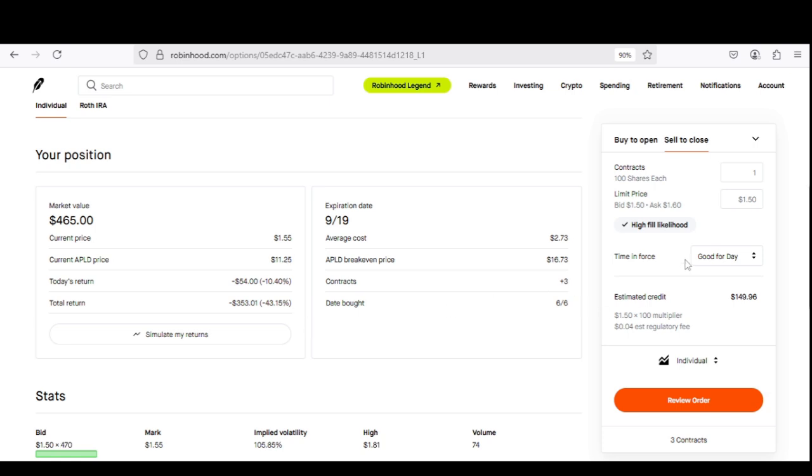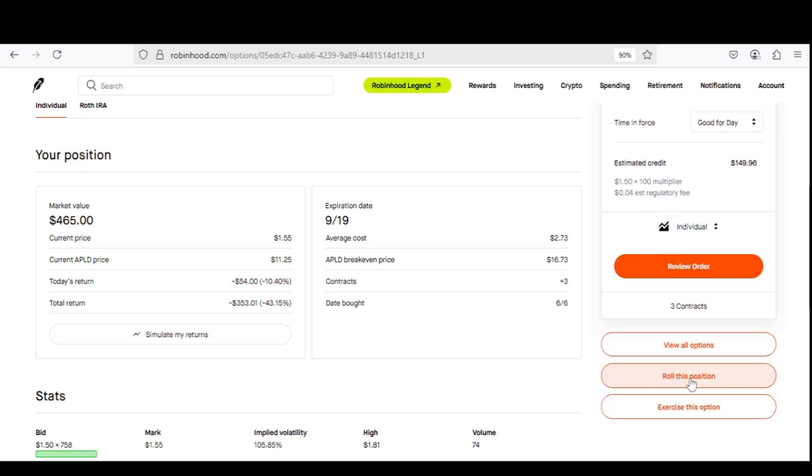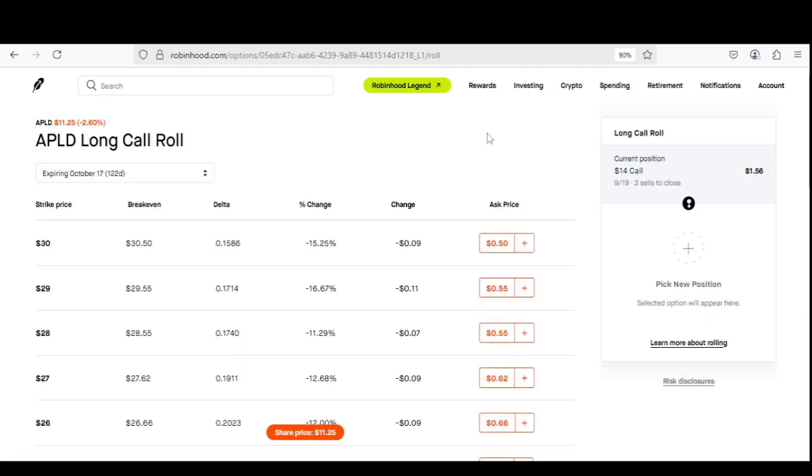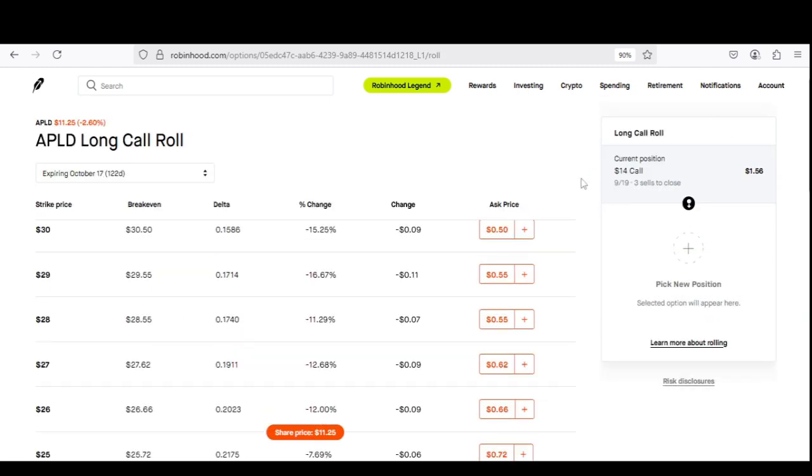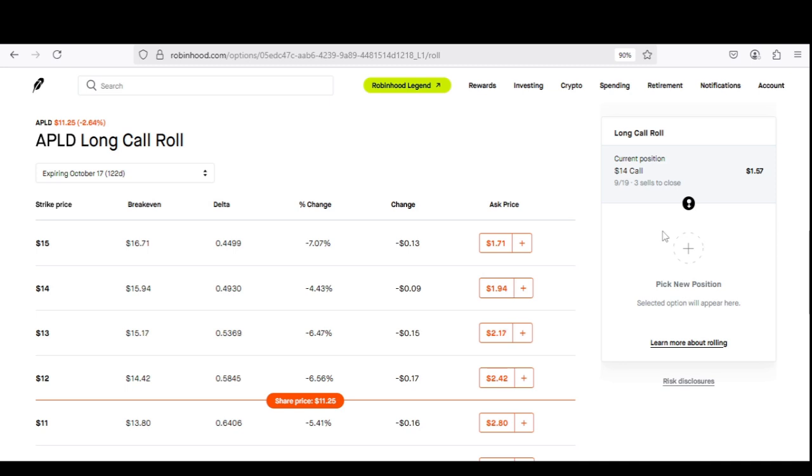So let's go ahead. We're going to go down right here, and Robinhood shows you once again. Robinhood makes this thing extremely easy. So I'm going to actually walk you through what Robinhood is doing. So we're going to go to roll this position. And right here to the top right, this is what Robinhood does. It automatically selects your existing contracts.